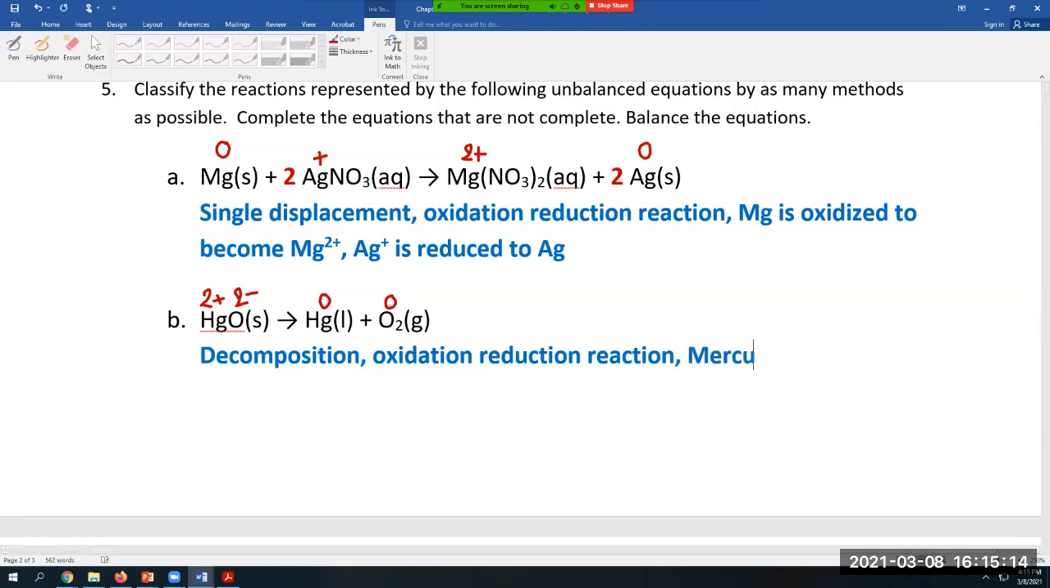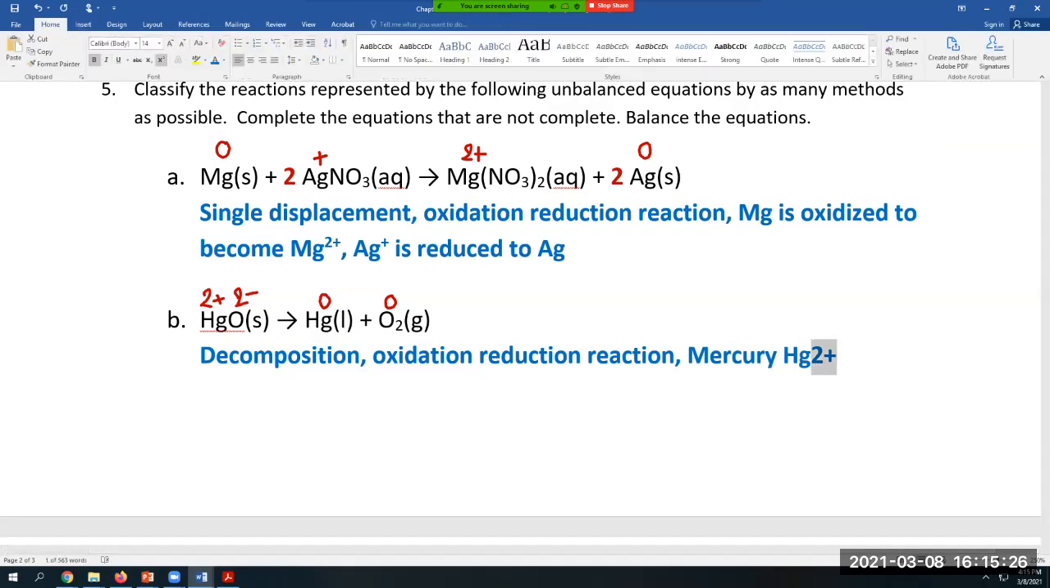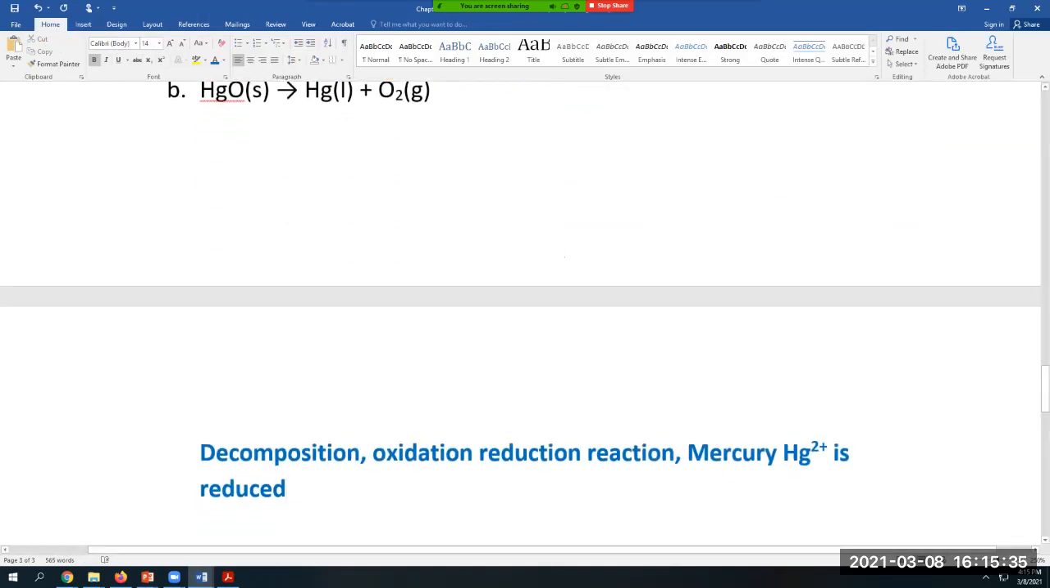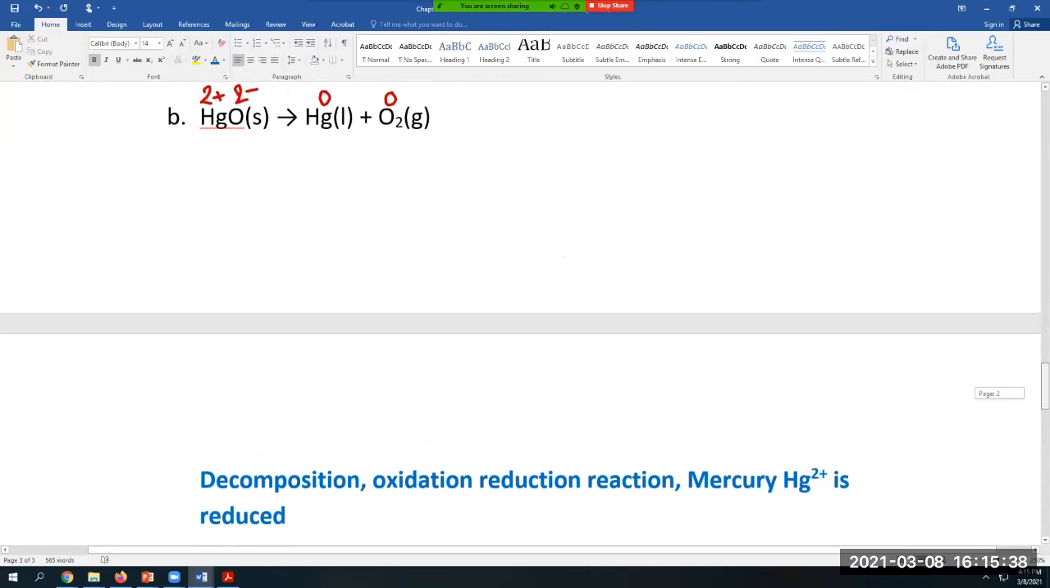So mercury, Hg2+, it's a 2 plus to start with here, is reduced, right? Because it gained 2 electrons to go from 2 plus, is reduced to become Hg liquid, right? So from 2 plus, it became oxidation state 0. That means it gained 2 electrons. So that's why it is reduced.